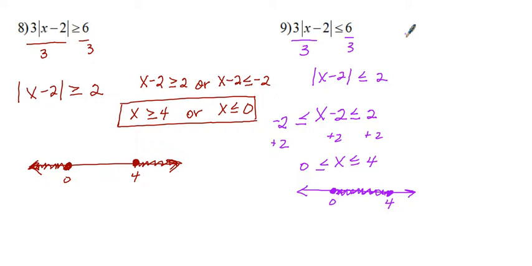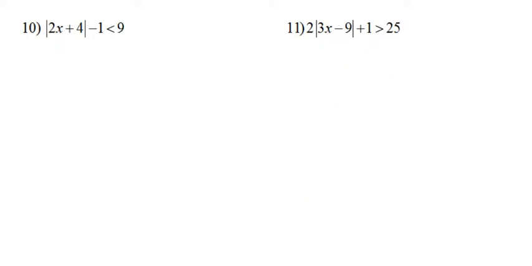Our 10th example does not have the absolute value isolated again, so we have a first step of work to do. What do we need to do to isolate the absolute value? We need to add 1 to both sides. So now we have absolute value of 2x plus 4 is less than 10.